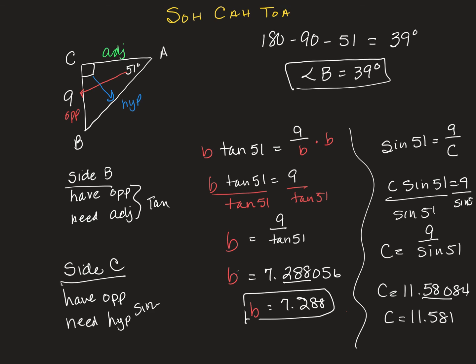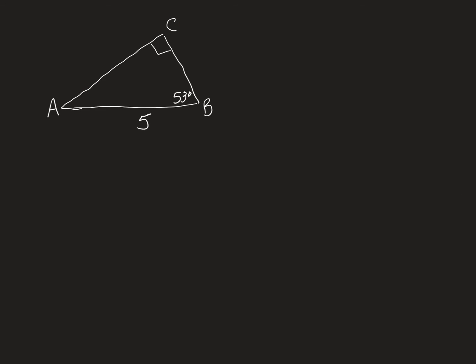All right, one more example. Let's try this one. Do this one on your own. Okay, so let's see what we have here. Let's start labeling. This is my opposite. Hypotenuse. This is my adjacent. I need angle A, side B, and side A. Those are the things I need to answer. So let's do side B. That's a lowercase.